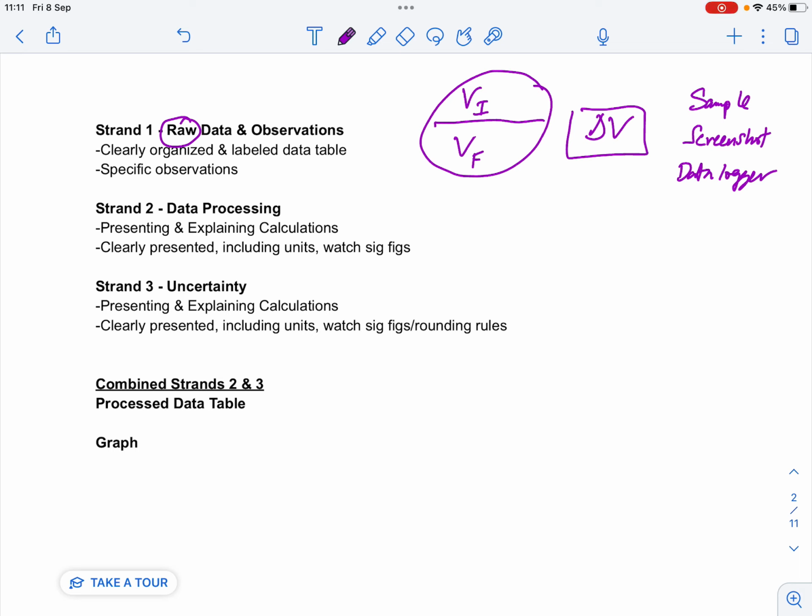Okay, so first we're going to show our data that we've collected, and we're going to show our observations. Then we're going to move on to processing that data. That means you're going to present your calculations and explain what you're doing. It could be as simple as presenting a formula. Let's say we're using the ideal gas law: you write PV equals nRT, and then you show plugging in values after that.